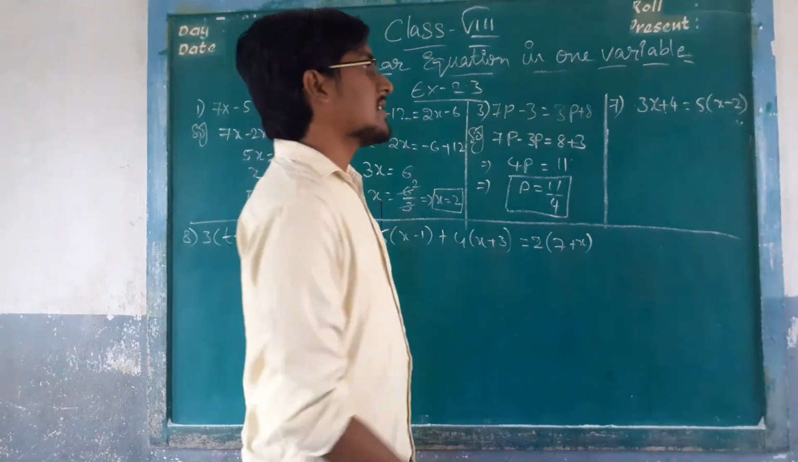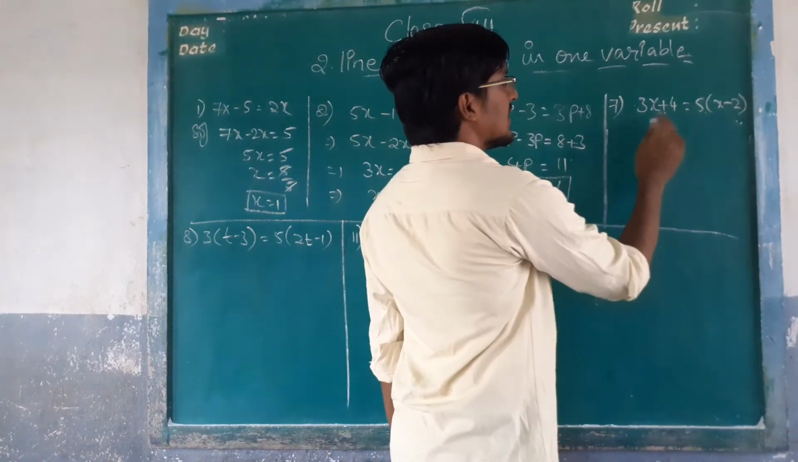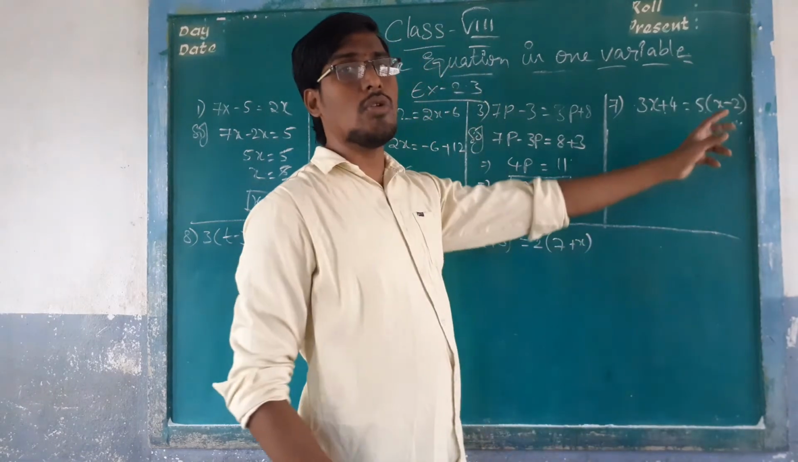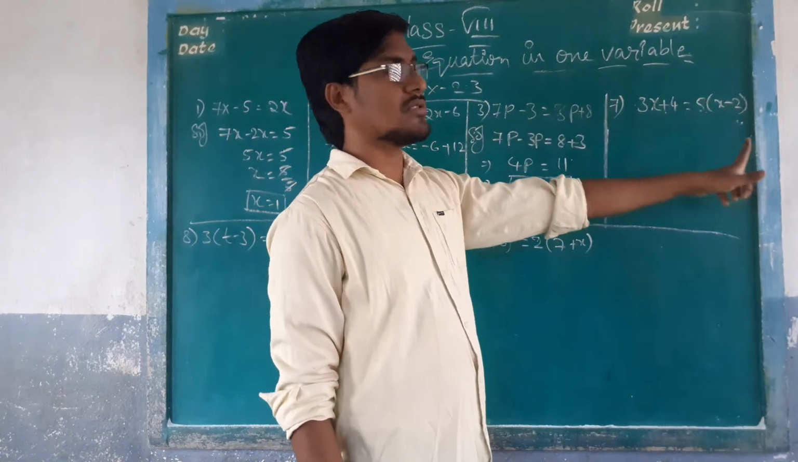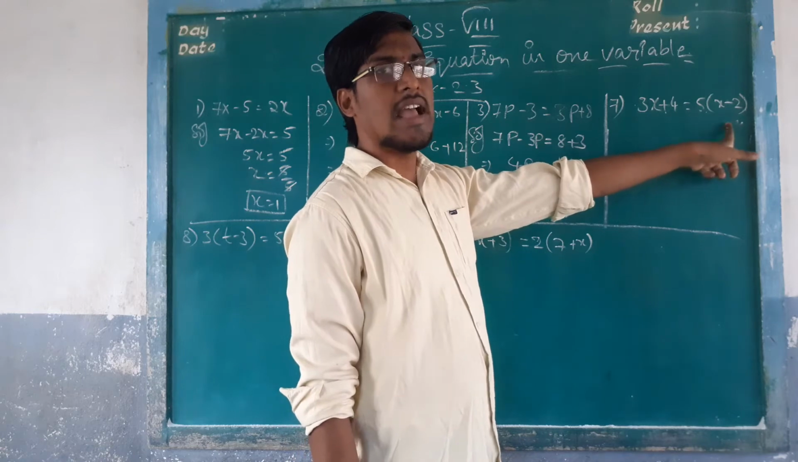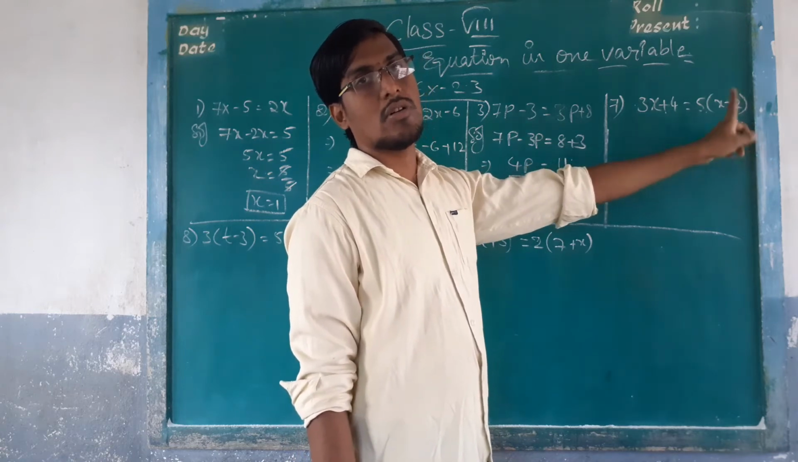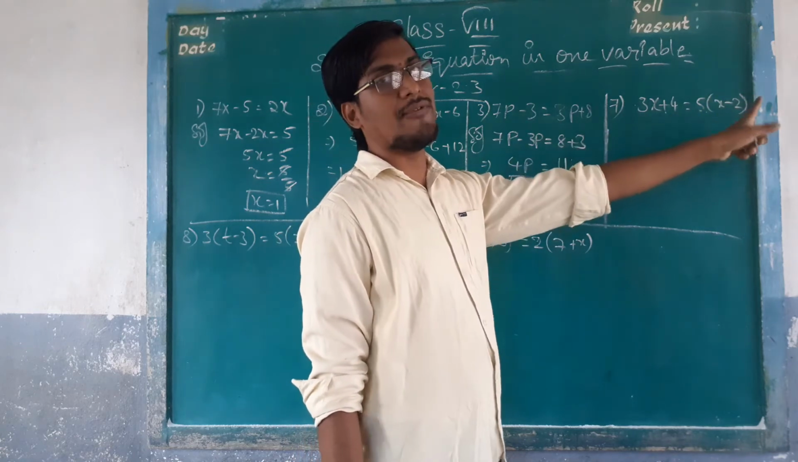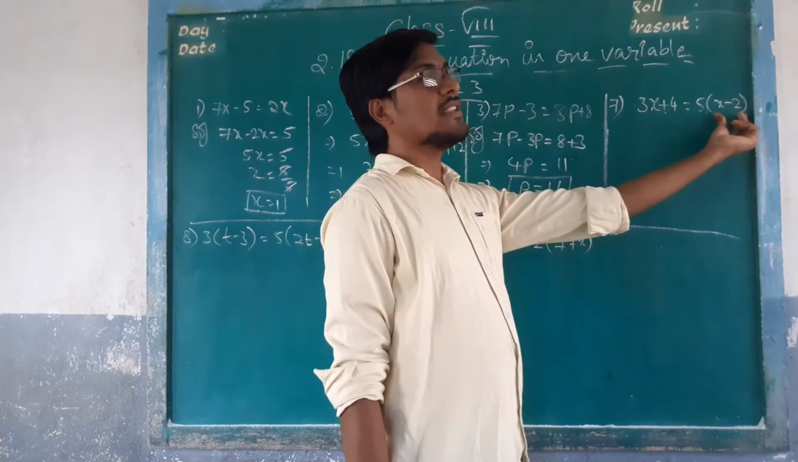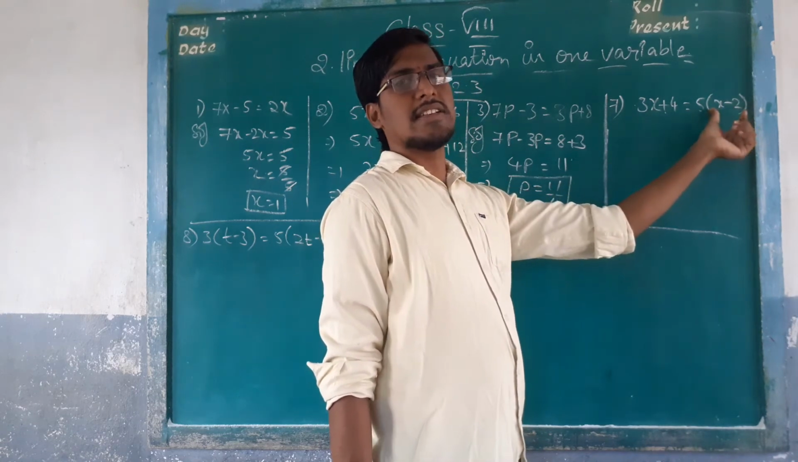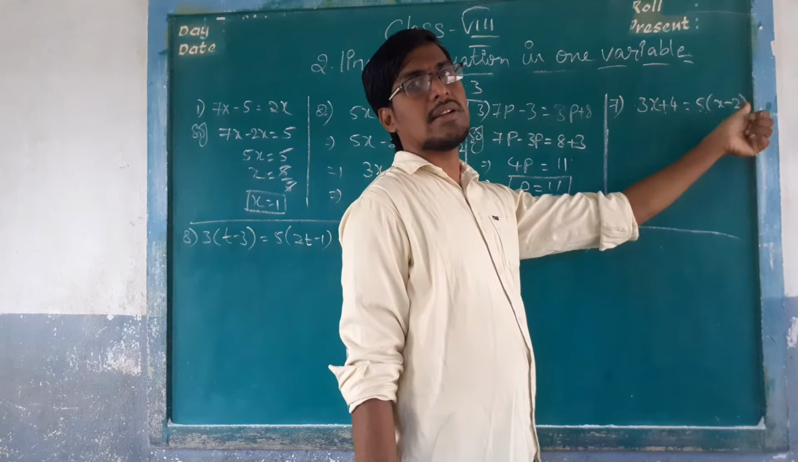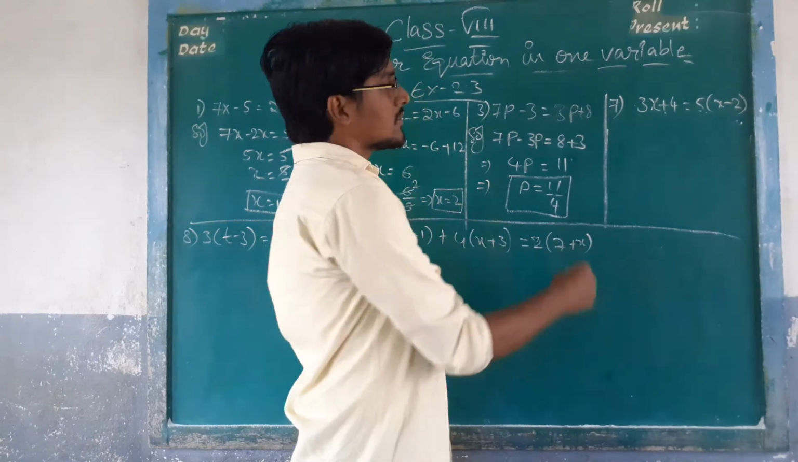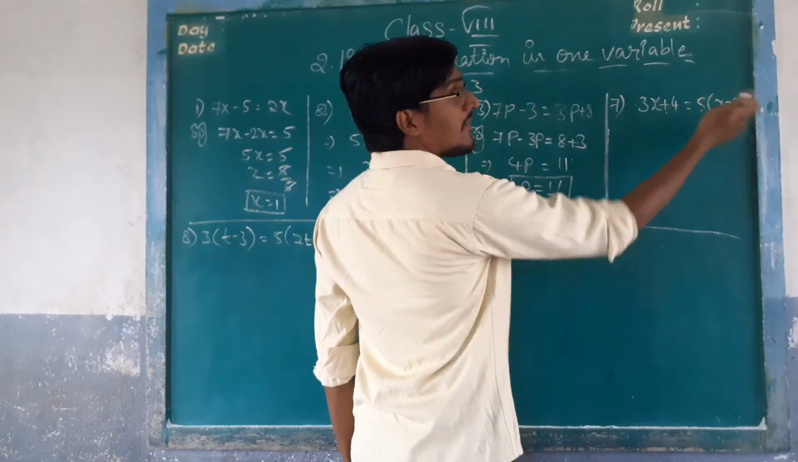Next, move on to the seventh sum, that is 3x plus 4 equals 5 into (x minus 2). This 5 belongs to x and to 2 also, so we have put them in the whole bracket. That's why this 5 belongs to this x and minus 2. So first of all, we have to simplify that.